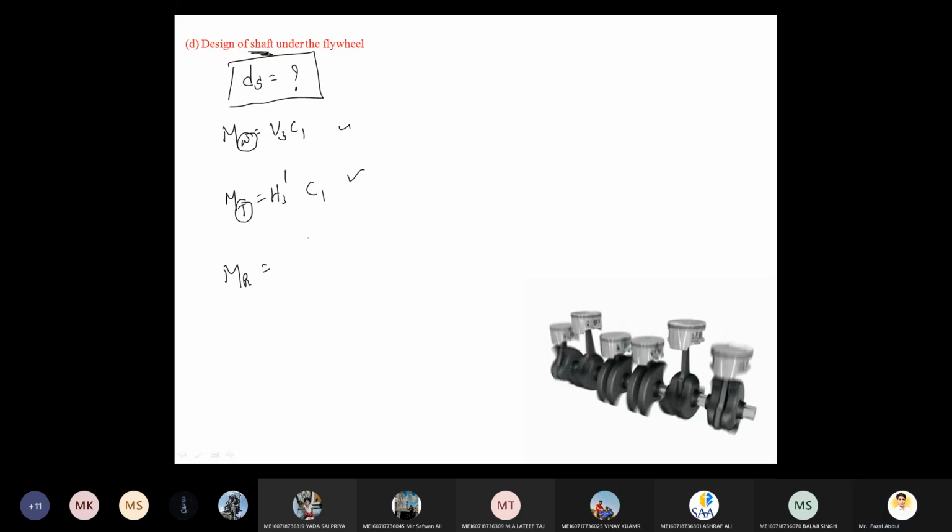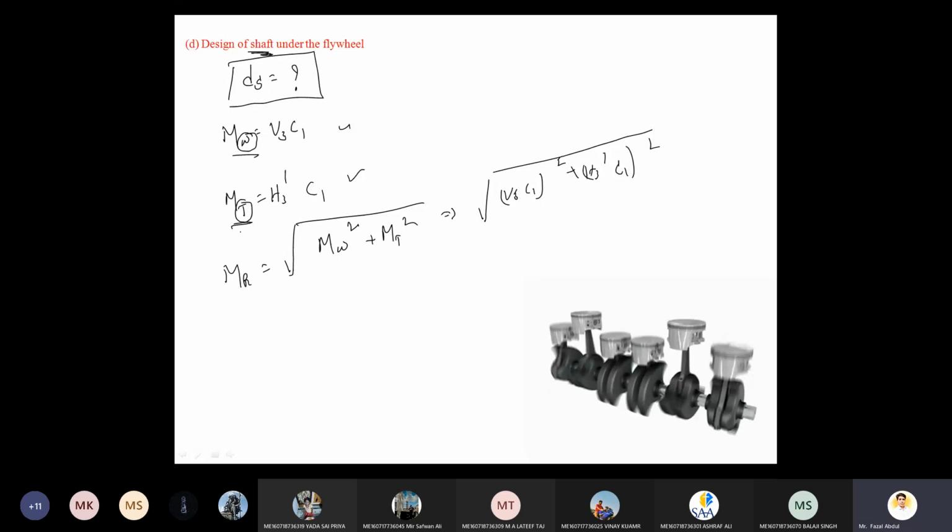MR equals the square root of M wheel square plus M tension square, due to the wheel weight and due to the belt tension. M wheel means due to the flywheel, tension means belt tension. So I'm writing here: V3 into C1 whole square plus H3 dash into C1 whole square. This is the resultant bending moment, because here one is the wheel and one is the belt tension. So that is the resultant bending moment I'm calculating.